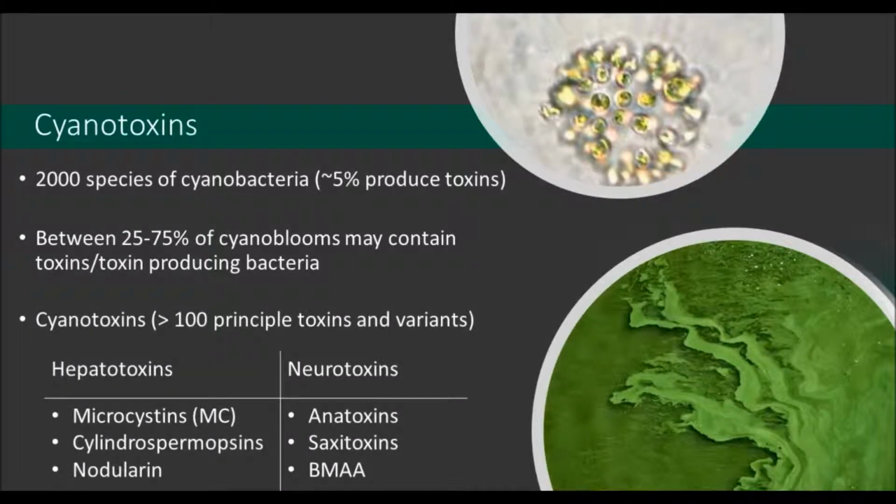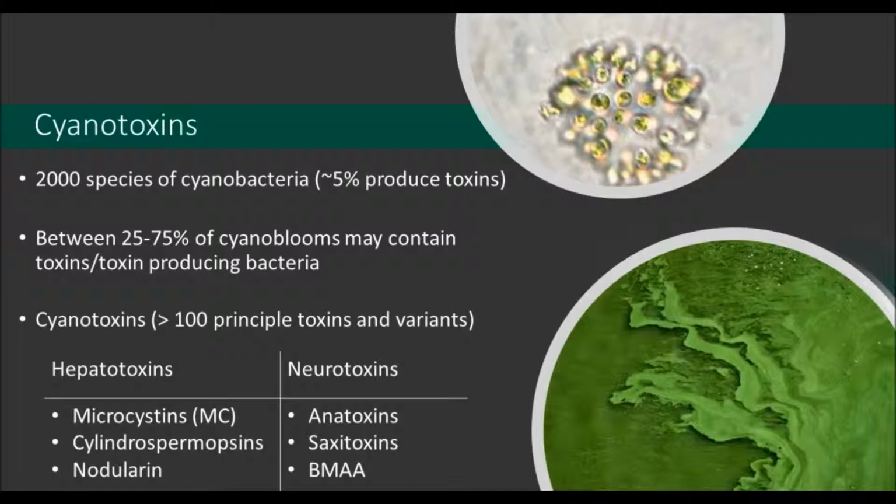So when we're looking at cyanotoxins, there's 2,000 plus species, and about 5% of the species produce toxins, although these 5% of species are quite ubiquitous in the environment, so they might be more frequently detected. Not all cyanoblooms are toxic. Between 25 to 75% may contain toxins or toxin-containing bacteria.